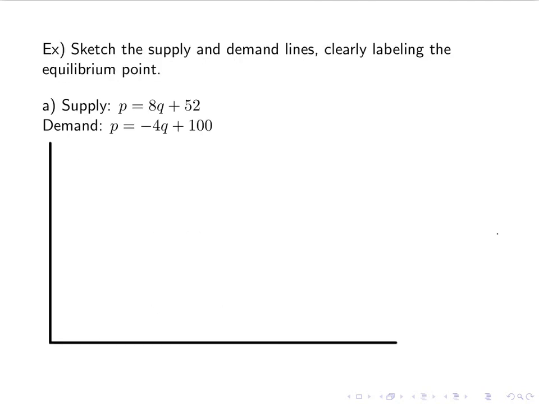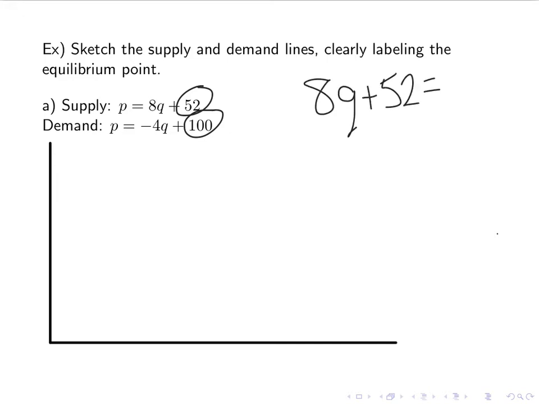Let's sketch the supply and demand lines, clearly labeling the equilibrium point. So in order to graph it, I need 2 points for every line. I'm going to graph the y-intercepts and the equilibrium point, and that will give me my 2 points per line. So I'm going to set them equal to each other.